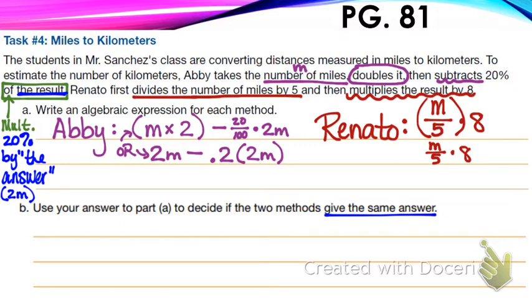How would I decide if these give the same answer? What could I do? Use the same number? Yeah, we could substitute in. We could use a test value. What's a test value that I might use here? 10 sounds good. So let's test it with 10 miles.